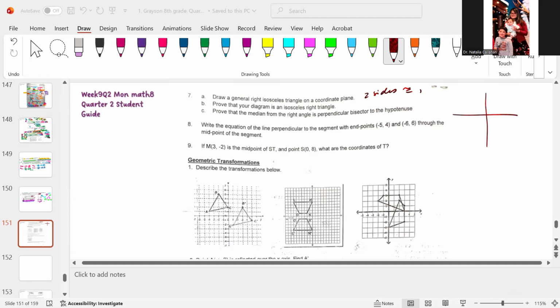Oh, it's a general what? What is the wording again? Right isosceles triangle. I'm not doing this. This is taking forever. I'm gonna skip it for now.